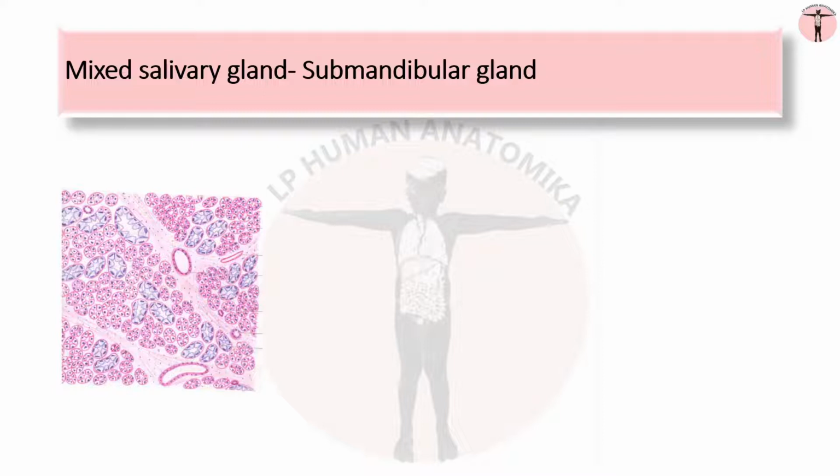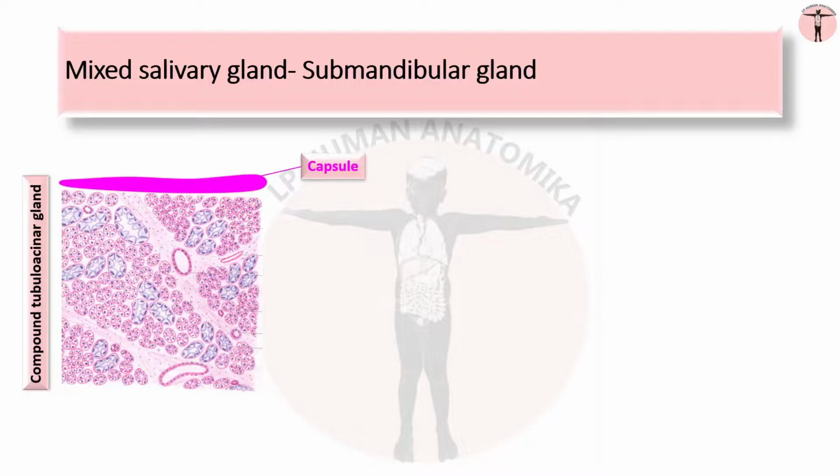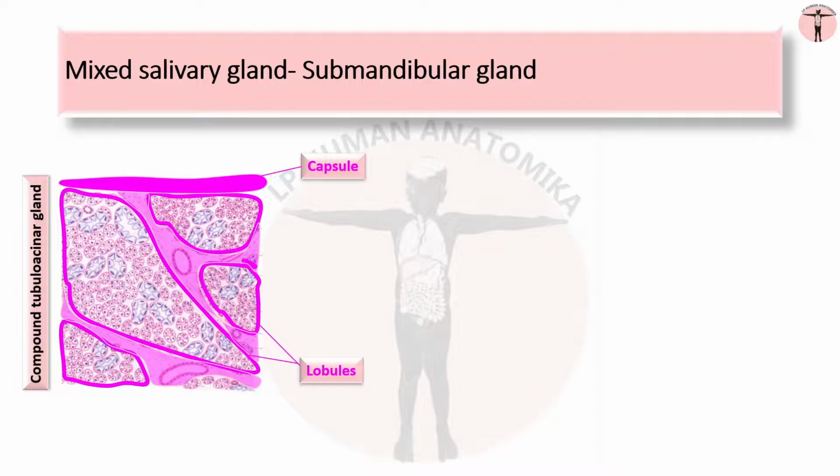In this illustration, a section of the submandibular gland is depicted at lower magnification. Like the parotid salivary gland, the submandibular is also a compound tubular and acinar gland, so a compound tubulo-acinar gland. Like in the parotid gland, the connective tissue surrounds the gland and forms the capsule. Thin interlobular septa arise from the capsule and divide the gland into lobules. The amount of connective tissue is moderate compared to the parotid gland.